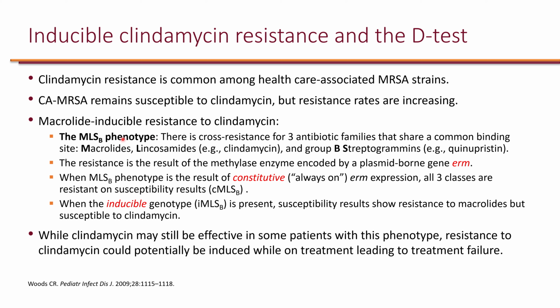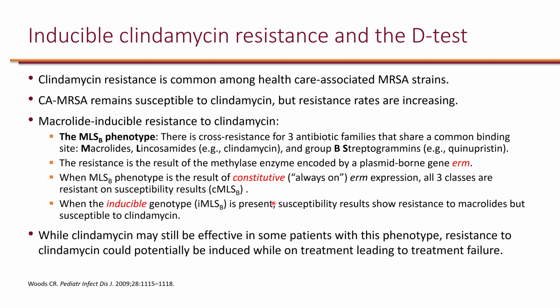What that means is that the resistance is the result of an enzyme. It's a methylase enzyme that's encoded by a plasmid-borne gene called erm. This gene needs to be active to produce this enzyme, which will affect all three of these classes. So this gene could just be always on, and we call that constitutive expression of the gene. If it's always on, when you get your susceptibility results back, you will see that Staphylococcus aureus is resistant to erythromycin and clindamycin, and of course quinupristin, which we don't really test since we don't use it clinically due to a lot of adverse effects.